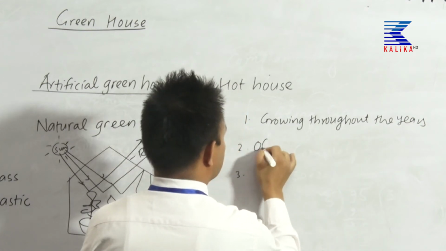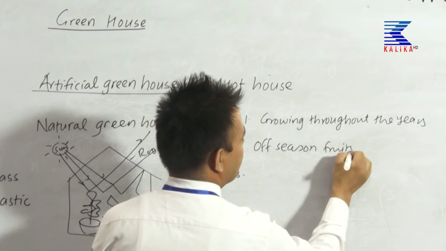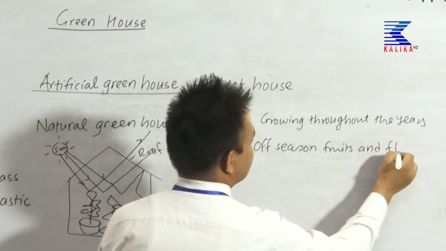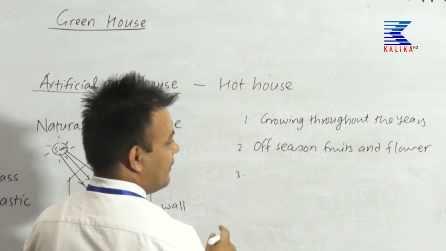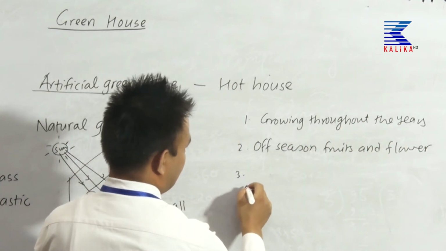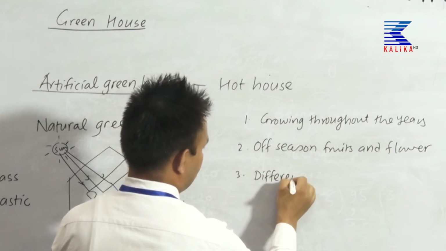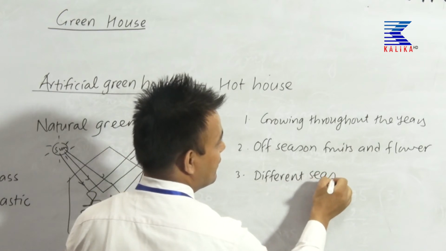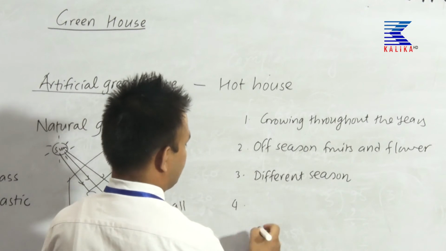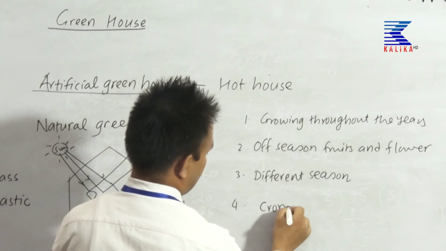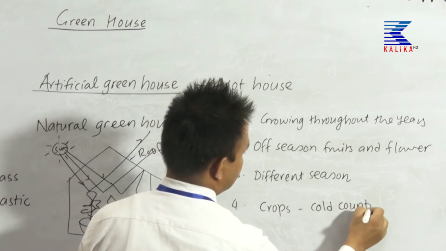Off-season fruits and flowers and other medicinal herbs, whatever. Plants grown in one season can be grown in a different season, and it is suitable even to grow the crops, especially in cold countries, cold regions.